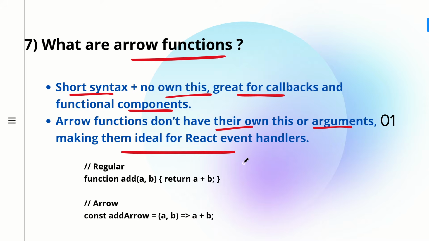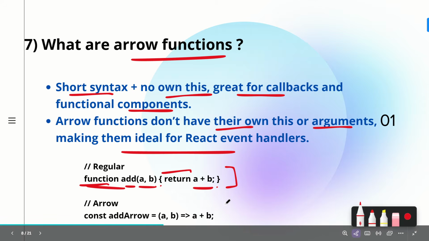So let us see an example here. How do we declare our regular function? For a regular function, first we have to write the function keyword, then the function name, and then the arguments a comma b. Then we have the curly braces inside which we write our function's logic. Because it is an add function, it has very simple logic of a plus b, and then you are returning that value. This is how we write our regular function.